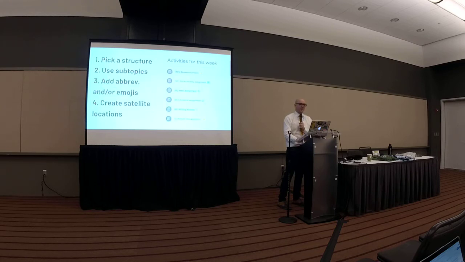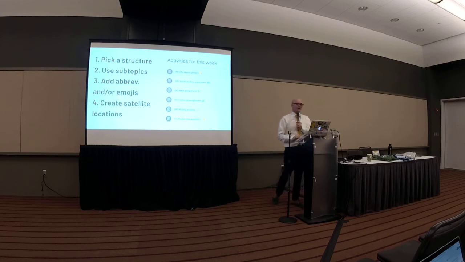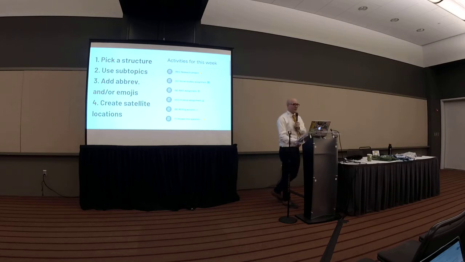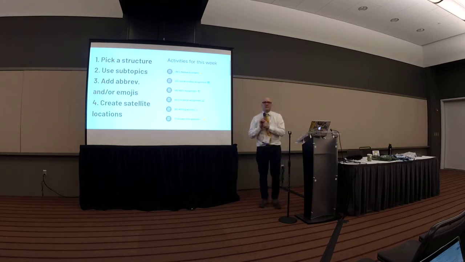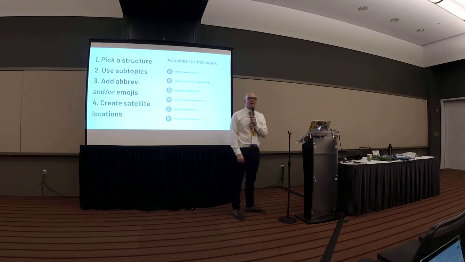Okay, so we talk about our structure. The subtopics, remember, that's all just about the naming of the topic, using abbreviations and emojis to make it a little bit more visual, to make it easier to see. And then you've got your satellite locations, sending them off to a Google site or a shared Google folder or something like that. All things that you can do to make your Google Classroom a little bit more organized.